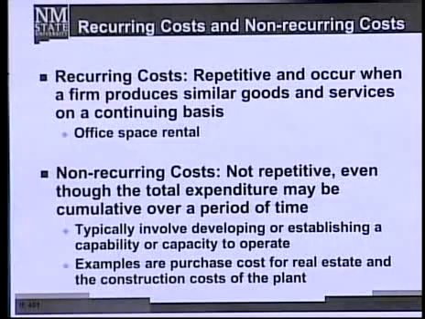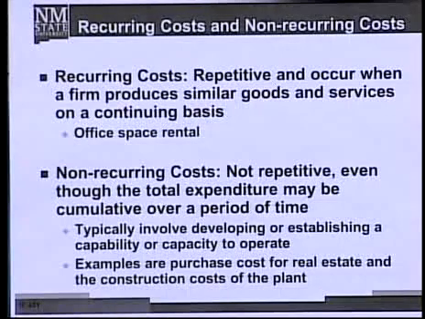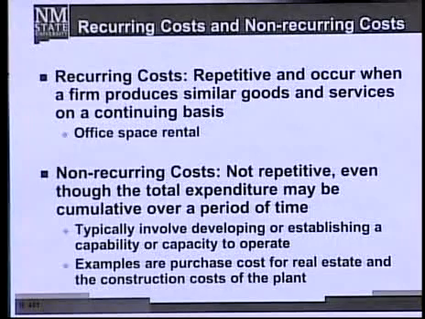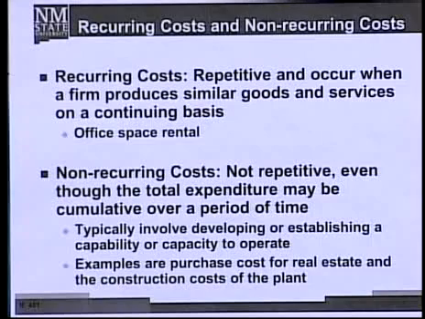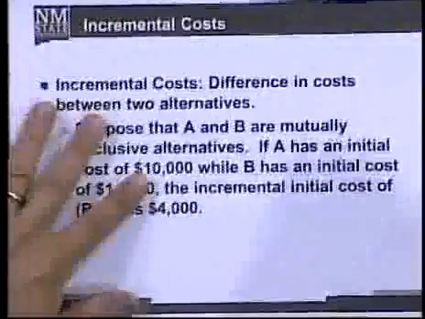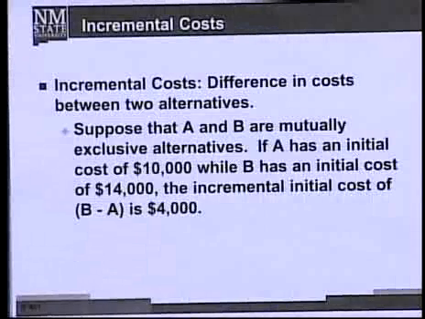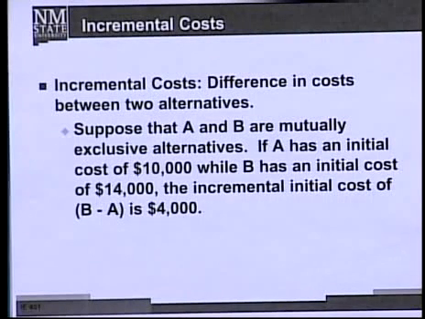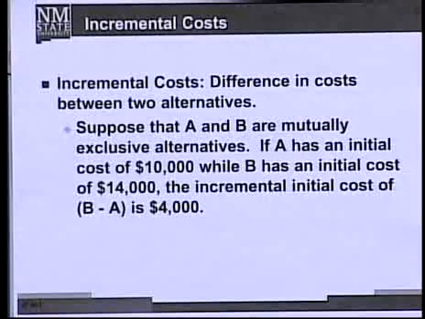Recurring costs are the costs that occur at regular intervals. So the recurring cost can be explained and is an anticipated expense, whereas non-recurring costs occur at irregular intervals. Incremental costs are the difference in cost between two alternatives, and we will use this cost concept in the incremental analysis later in this semester. Okay?